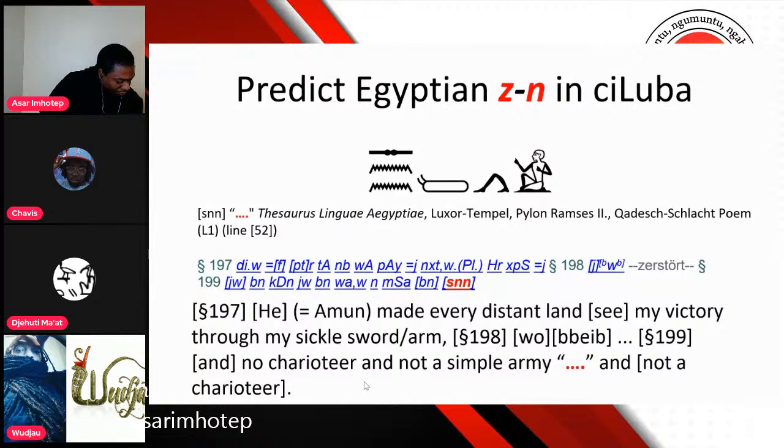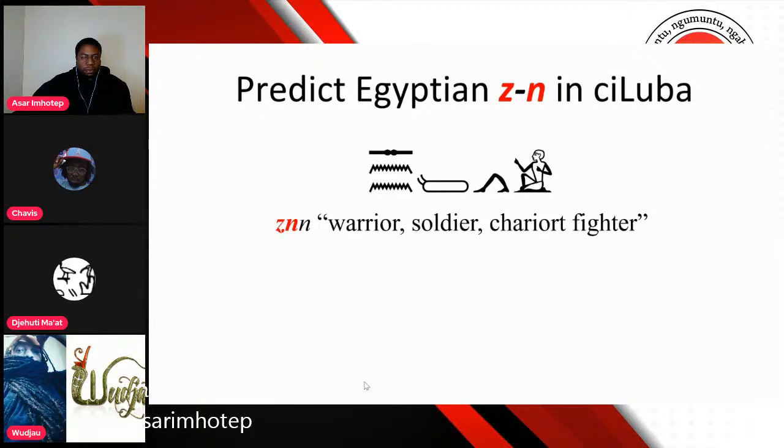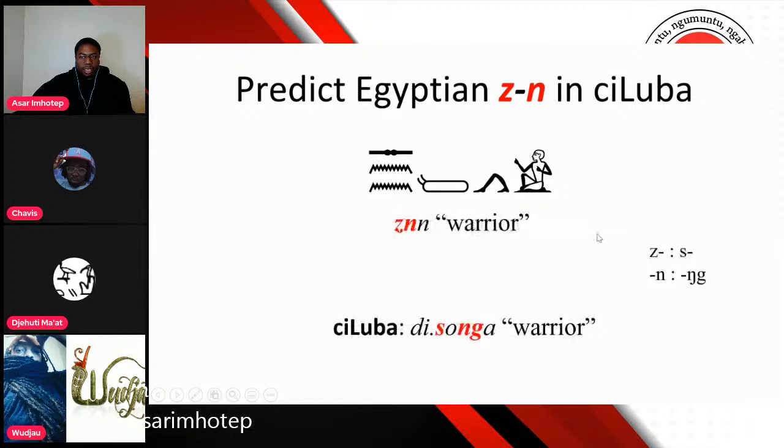All righty. So I see Mat says a soldier. Sister Mika says a soldier, maybe. Imat comes back with a commander. Nicole Green says army, soldier, warrior. Based upon this, you all would be correct. And the word Zenin, warrior, soldier, I misspelled that, but it should be chariot, fighter. And in Chiluba, the cognate would be Chisonga, warrior.